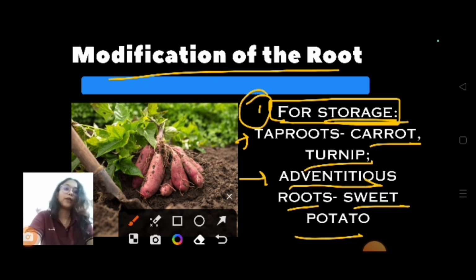We can see it in both the roots, that is tap roots and adventitious roots, and you have to know the examples also. They are basically used for edible purposes. Okay, they are edible parts.